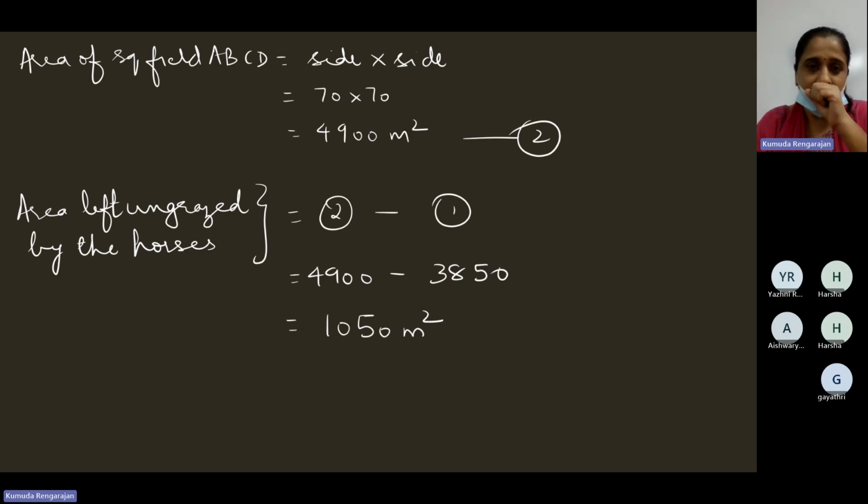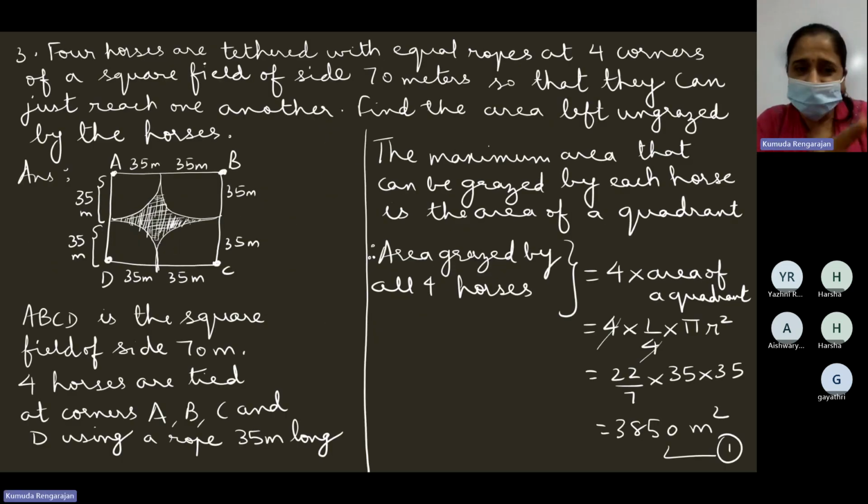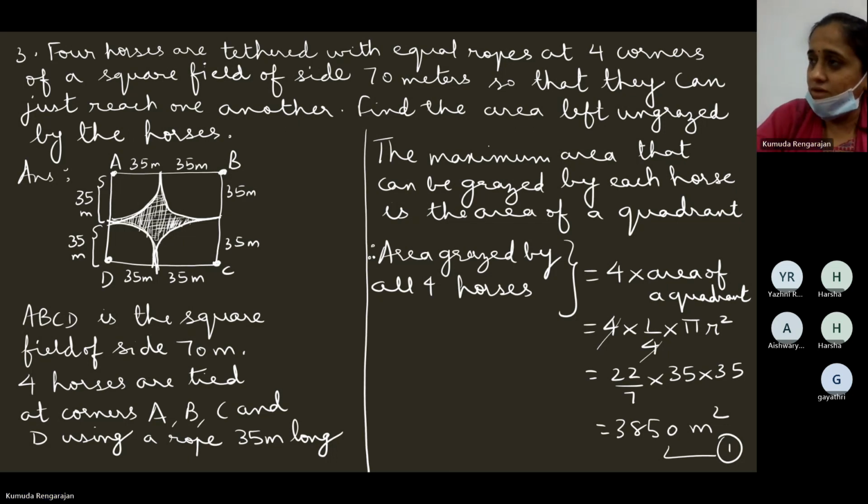And the quadrants will not overlap because it's given that the horses can just reach one another. So this is the area that can be grazed by the horse tied at corner A. This is the area grazed by the horse tied at corner B. This is the area grazed by the horse tied at corner C. And this is the area of the field grazed by the horse tied at corner D. They're tied in such a way that they can just reach one another, so nobody can enter the other's portion and graze. They all have their own areas.